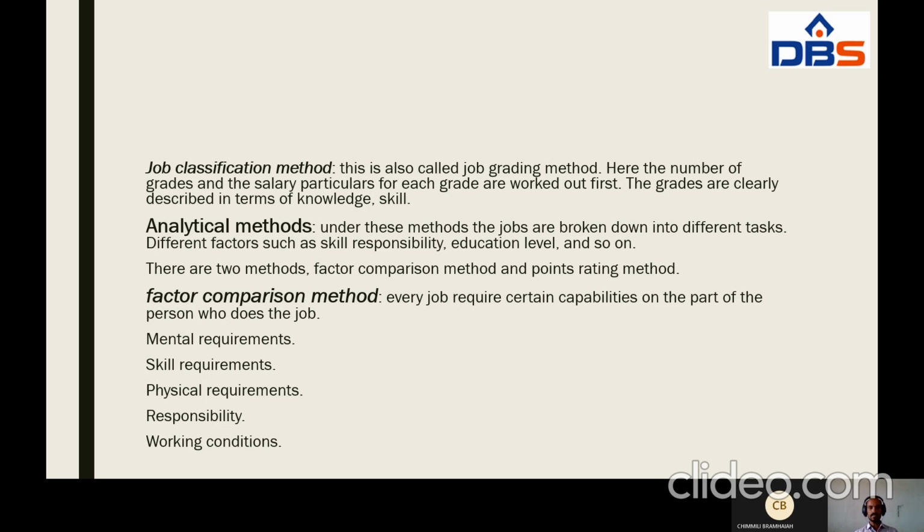Every job requires certain capabilities on the part of the person who does the job, such as mental requirements. It means education, alertness, judgment, initiative, creativity, and so on. These are all related to mental requirements. And the next, skill requirements: use of equipment and materials.